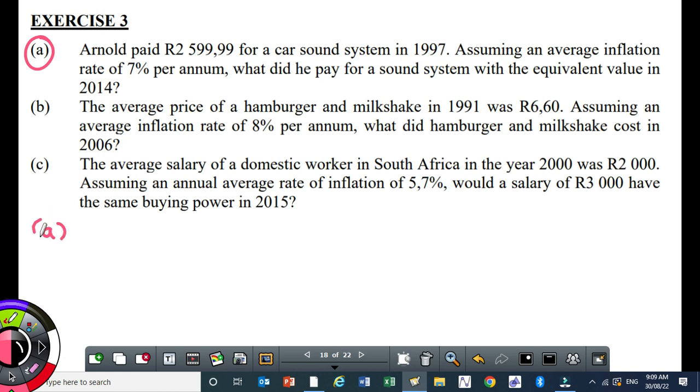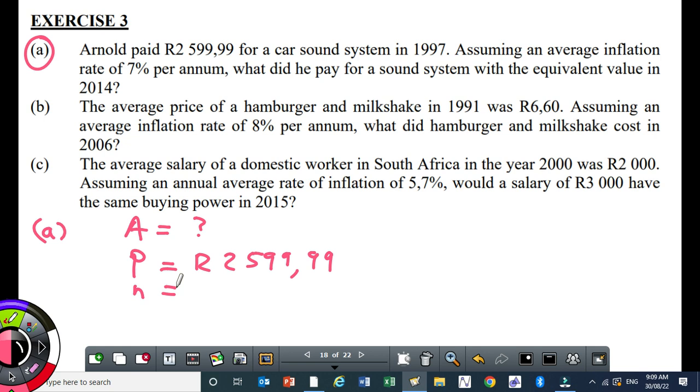So we need to know what's the price now. Because the question says, assuming an average inflation rate of 7%, what did he pay for the sound system with the equivalent value in 2014? So that's I, we need to know what I is: 7%. Then the P is the value of the sound system in 1997, which is R2,599.99. Then our N, we have to determine that.